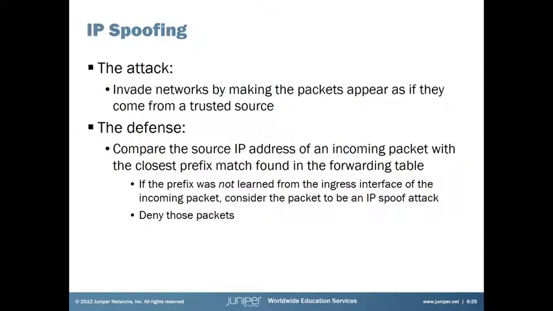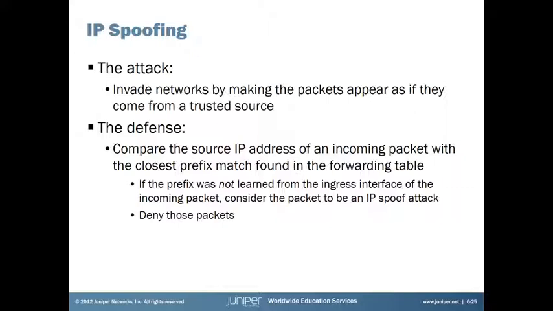Okay, then there's spoofing. We'll talk about spoofing. Spoofing attacks invade networks by making packets appear as if they come from a trusted source. That's certainly one of the things that a spoofing attack will do. So we're going to compare the source IP address of an incoming packet with the closest prefix match found in the forwarding table. If the prefix was not learned from the ingress interface of the incoming packet, consider the packet to be a spoofed attack. So think about what the forwarding table has in it.